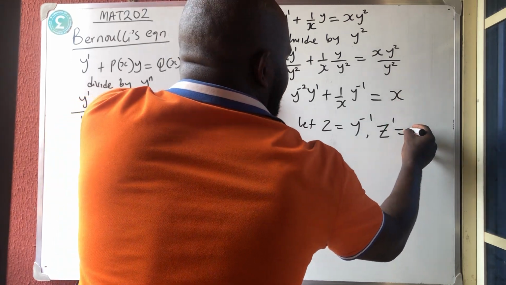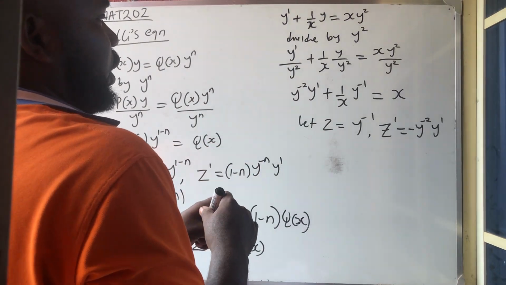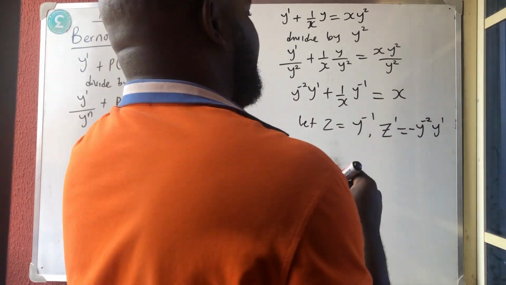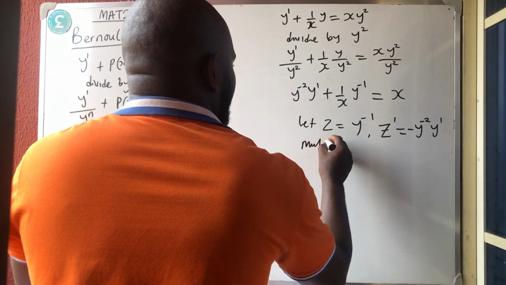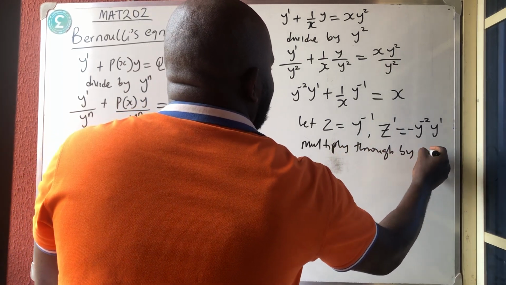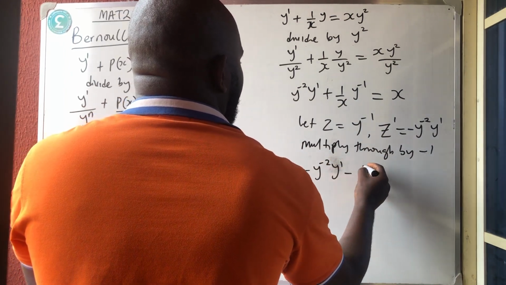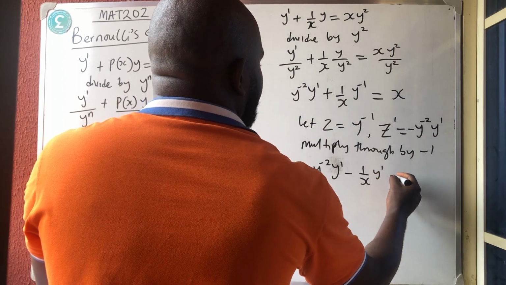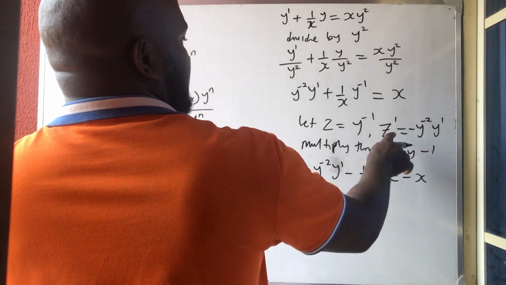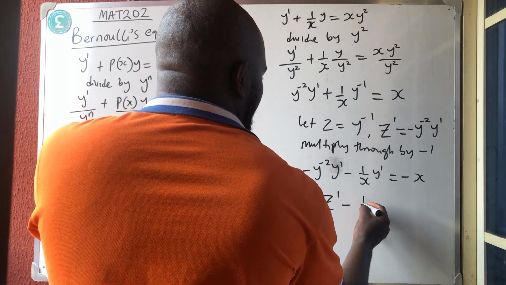So z prime will now be, multiply by this and remove 1, so minus y raised to power minus 2 y prime. I hope you know. So if you look at this now, this and this are the same. The only problem is the minus. So you multiply everybody through by minus 1. So minus 1 times this, I'm having minus y raised to power minus 2 y prime minus 1 over x y is equal to minus x. So what do we do now? Let's start substituting. This one, everything here means z prime minus 1 over x.